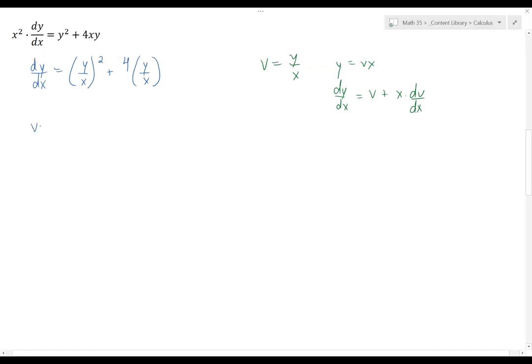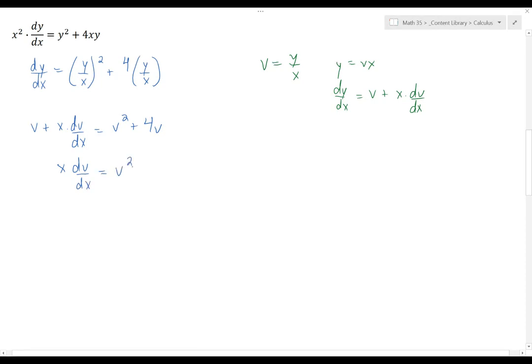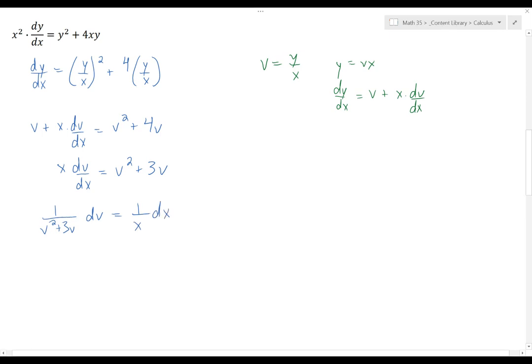So I've got v plus x dv dx equals v squared plus 4v, which means I have x dv dx equals v squared plus 3v. And this is now separable. So I've got 1 over v squared plus 3v dv equals 1 over x dx. That left-hand side's easy. The right-hand side is going to require some partial fractions.